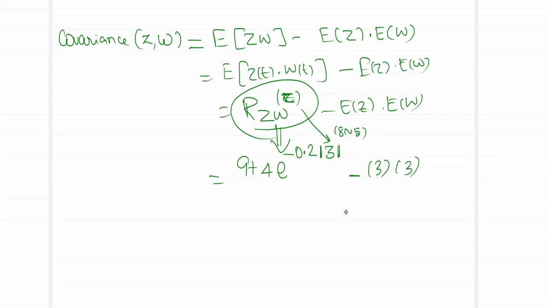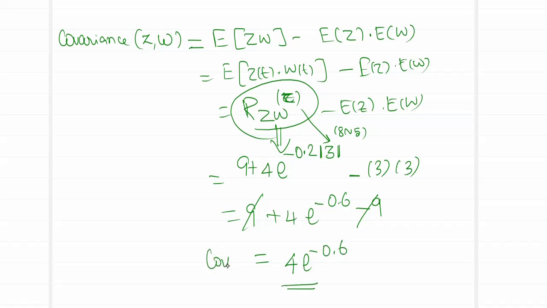So this will be 3, this will be 3. These two 3s again make it 9. You already have a 9 in front. E power minus, this is modulus, so it is positive. So it is going to give me 0.2 into 3, so that makes it 0.6. Plus 9 minus 9 cancels off, leaving you with 4 e power minus 0.6. So this is going to be the value for your covariance.